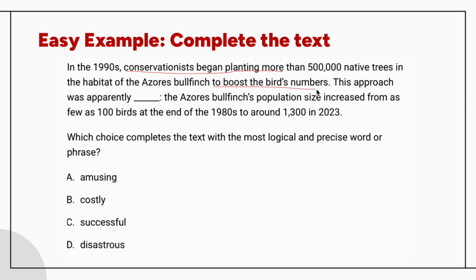population. The subject of the sentence with the blank is this approach, which with context is that planting of native trees to increase the Azores bullfinch's population. Since we don't have the complete action here, we look at the context from the next sentence to see the Azores bullfinch's population increased as they planned it would. This means that the approach was good and went as planned, which corresponds with choice C.